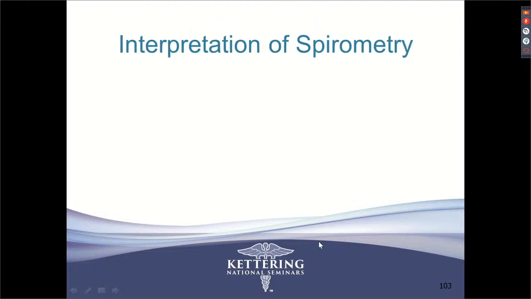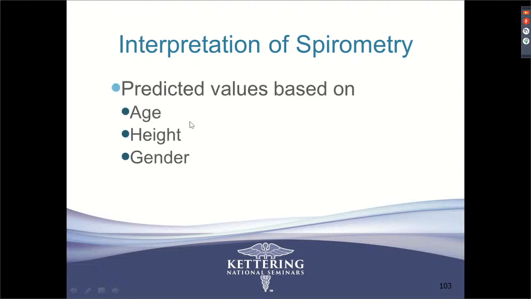32, interpretation of spirometry. Top of the page there, highlight letter D, under number 1, letter C. Predicted values are primarily based on age, height, and gender, and race and ethnicity. Okay. And then number 2, the classification of spirometry. This is from the ATS and ERS standards. So those are the people who set the guidelines for interpreting pulmonary functions.